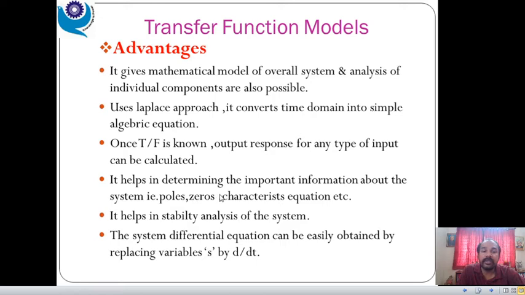It helps in determining important information about the system, that is poles, zeros, characteristic equation, etc. Right, again it is one more important thing, how we can predict the system. It is based on its poles, zeros, and characteristic equation, right? That information can be obtained with the help of transfer function, whether the system is stable, unstable, marginally stable, etc. Finally, it helps in stability analysis of the system. Whatever equation we get, with that equation we can easily see whether that system is stable or unstable. Then the system differential equation can be easily obtained by replacing variables, right?